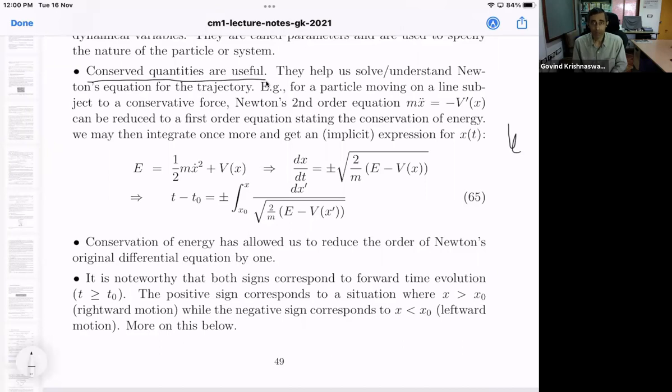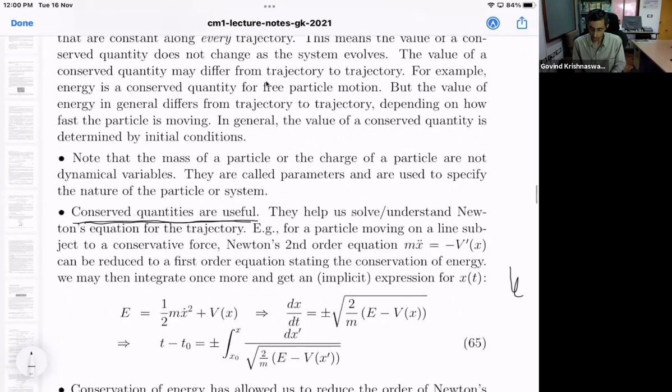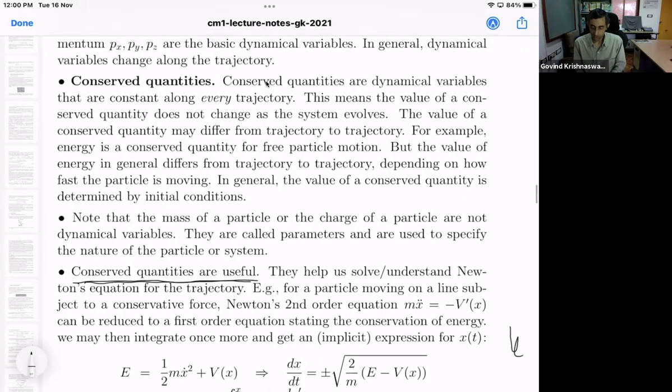Neither is the charge of a particle. Neither is the force constant of a spring. These are all not dynamical variables. And we mentioned that a conserved quantity is a dynamical variable that is constant along every trajectory. So they are time independent quantities, but they are functions of position and momentum. Mass may also be time independent, but we don't call it a conserved quantity because it's not a dynamical variable in the first place.